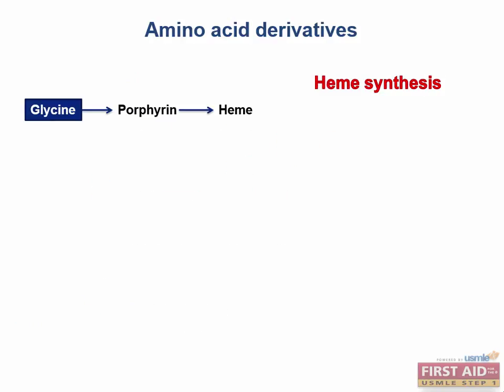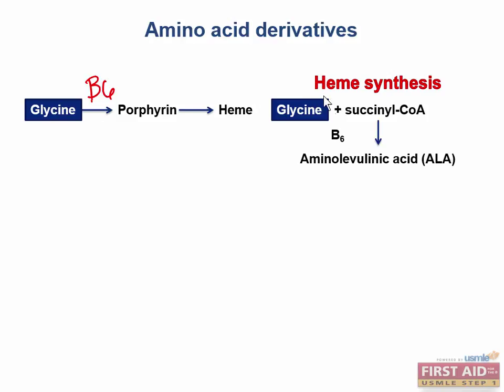Now let's sidetrack just for a moment and talk about heme synthesis. A third use of vitamin B6 is in the very first step of heme synthesis, which is the conversion of a glycine into a porphyrin, and this requires vitamin B6. With that said, can you think why a vitamin B6 deficiency can lead to sideroblastic anemia?